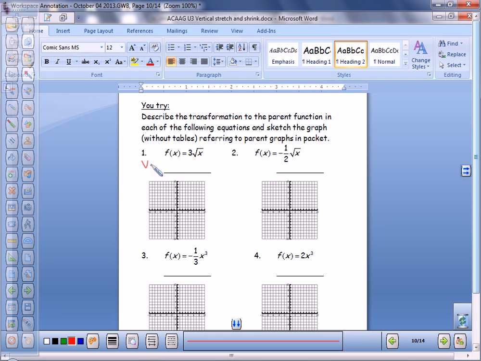Okay, number 1 is a vertical stretch by a factor of 3. I'm just going to write by 3 here because I'm running out of room. The regular one looks like this: (0, 0), (1, 1), (4, 2), and (9, 3). If we vertically stretch it by a factor of 3, all these y's get multiplied by 3. So this was 2, now it's 6. This was 3, now it's 9. So it's been vertically stretched by a factor of 3.